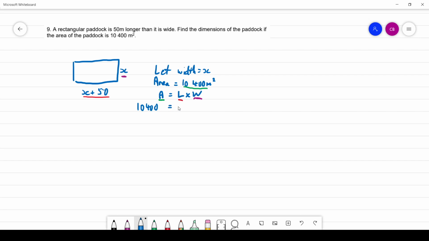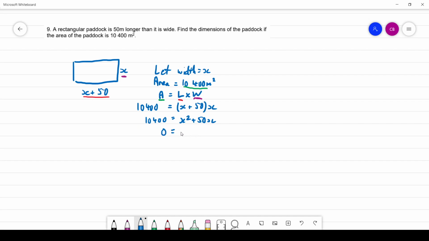So that's just the area. The length is x plus 50, and let's just put that in brackets because we want to multiply all of the x plus 50 by the width, which is x. So then we keep going. We can expand these brackets. X times x gives us x squared. X times 50 gives us 50x, and we've got ourselves a quadratic almost. We just need to rearrange a little bit more.